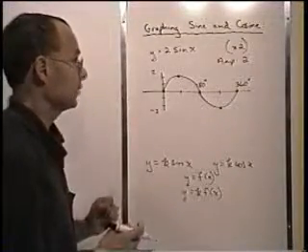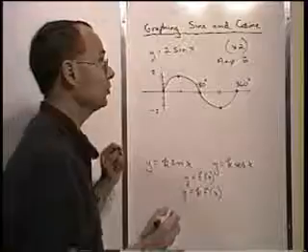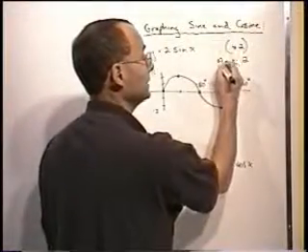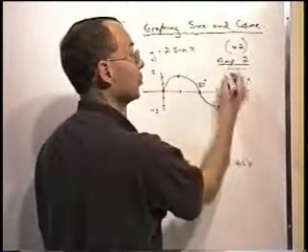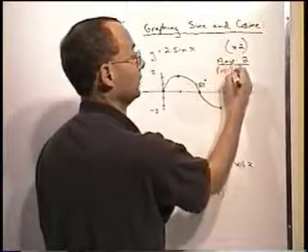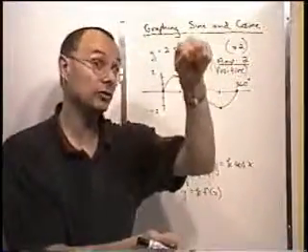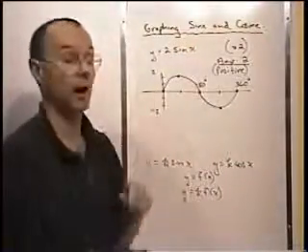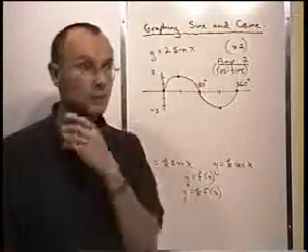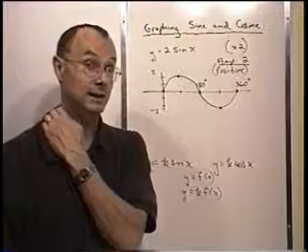The only other thing that's important here is that you've got to remember amplitude is a distance and therefore is always positive. It's a length. It's how much oscillation is there in a sine or a cosine graph. So never think of amplitude as being a negative number.